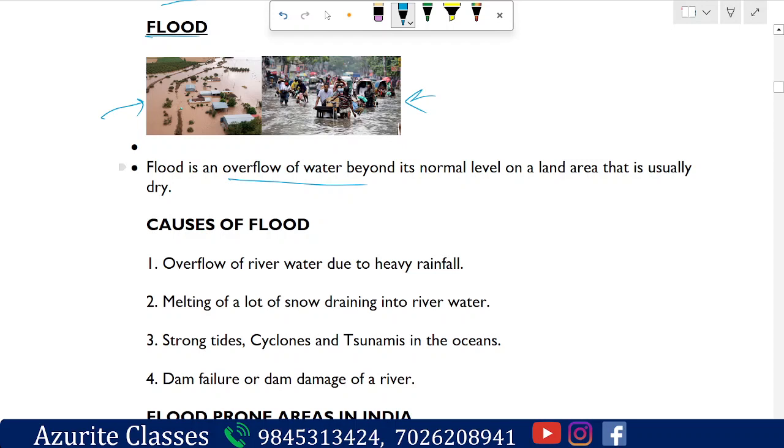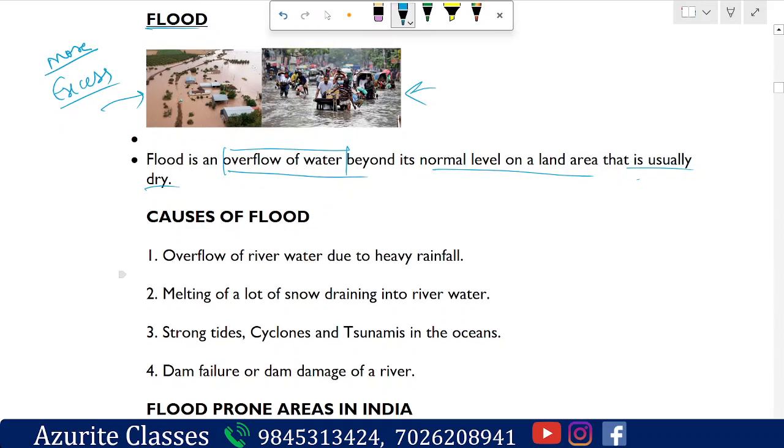So flood is the overflow of water beyond its normal limits onto land that is usually dry, okay? So that is excess water. Excess means more than required. If it flows over, then that is a flood, okay? So the causes of floods are overflow of river water due to heavy rainfall.